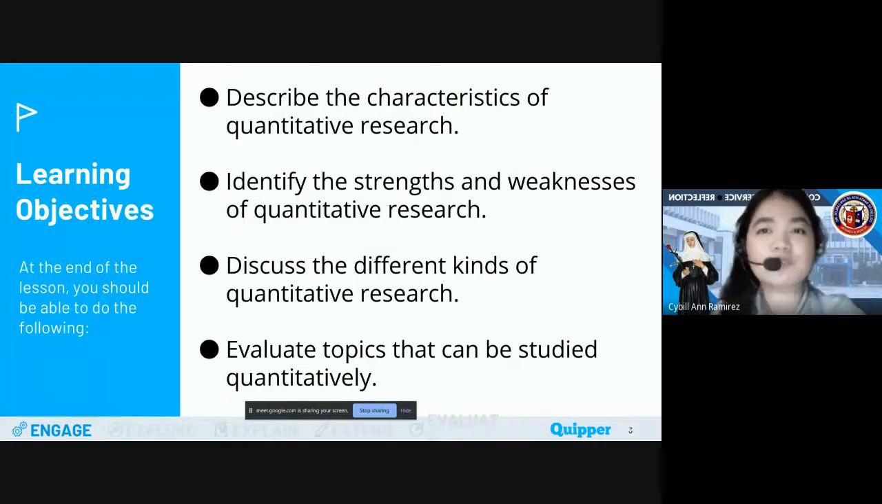So for us to further deepen our knowledge in research, I will be introducing to you the different learning objectives first. By the end of this lesson, you should be able, but not limited, to do the following. You'll be able to describe the characteristics of quantitative research, identify the strengths and weaknesses of quantitative research, discuss the different kinds of quantitative research, and evaluate topics that can be studied quantitatively.